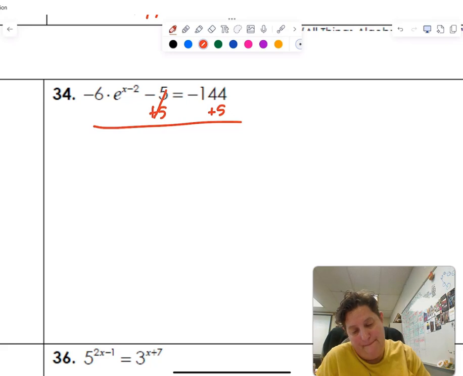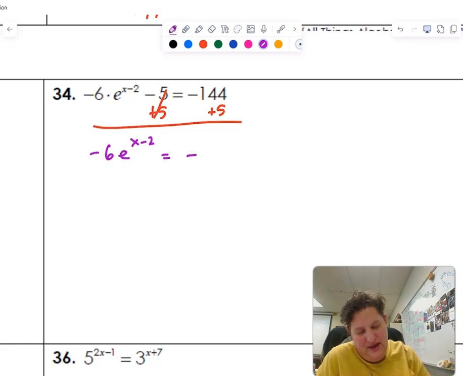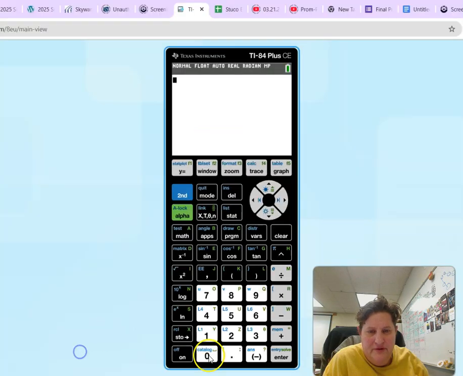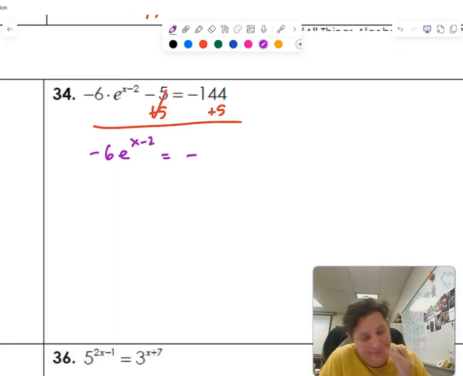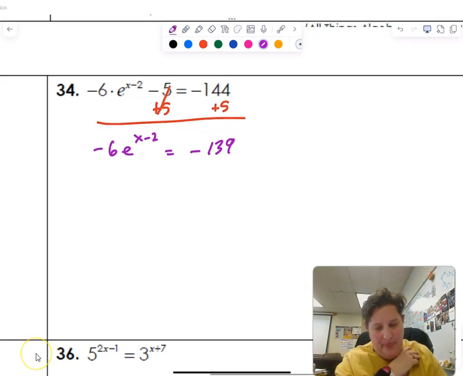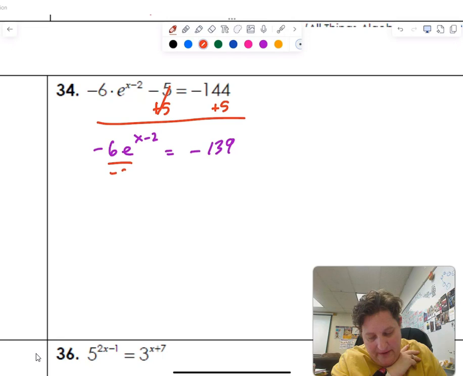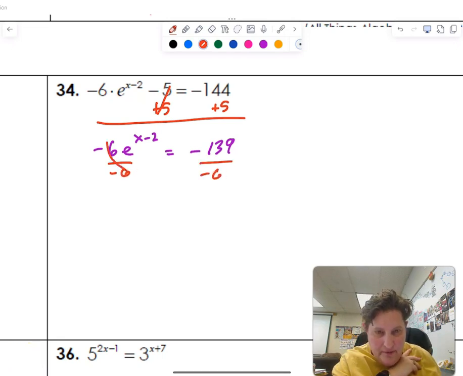So I have negative 6e to the x minus 2 equals negative 144 plus 5. Is that negative 139? Yeah, negative 139. And then I divide both sides by negative 6. Okay, so now we're going to divide both sides by negative 6. That was kind of really what I wanted to know over here.